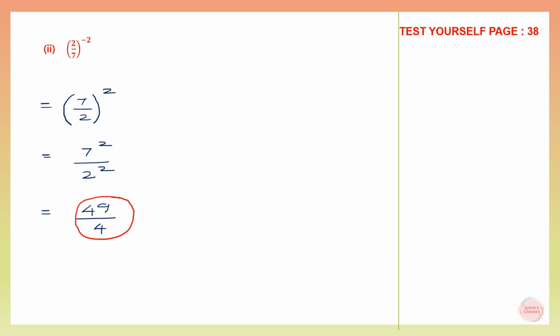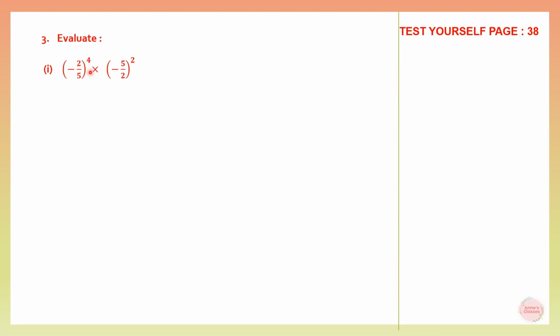Question 2. 2 by 7 raised to the negative power minus 2. So we're going to make the power positive by writing the reciprocal of this. So 2 by 7 will now become 7 by 2, and this is now raised to a positive power, that is 2. So this becomes 7 raised to the power of 2 by 2 raised to the power of 2. 7 raised to the power of 2 means 7 7's are 49, and 2 raised to the power 2 2's are 4. So what is our answer? 49 by 4.